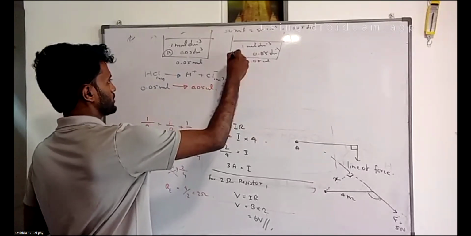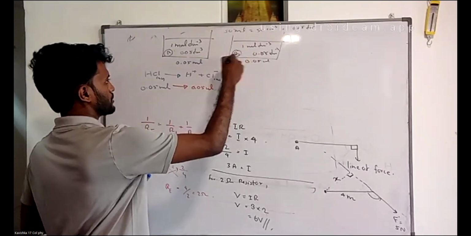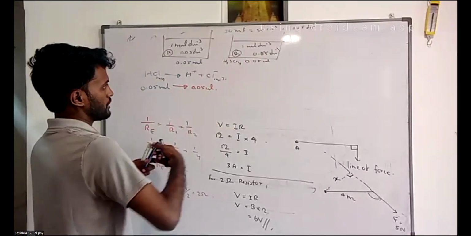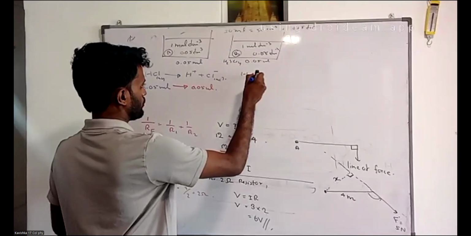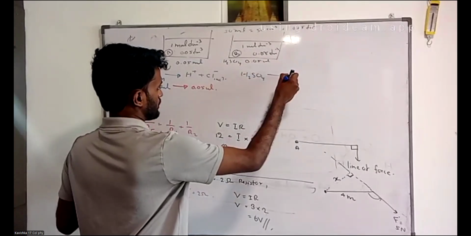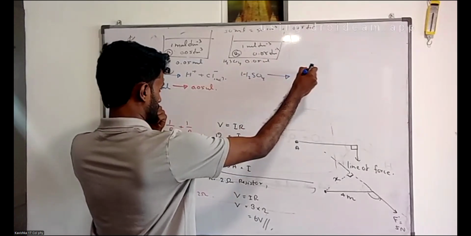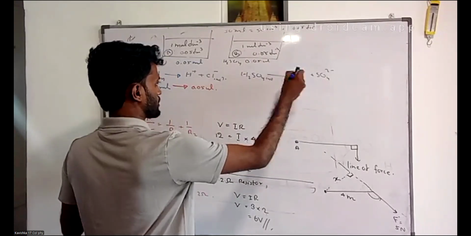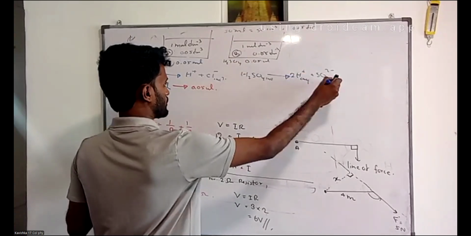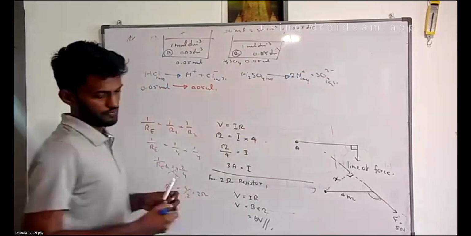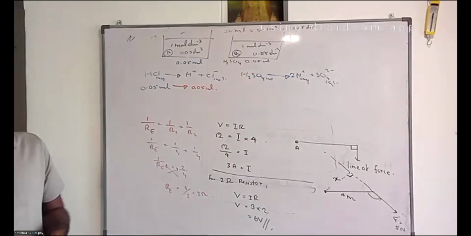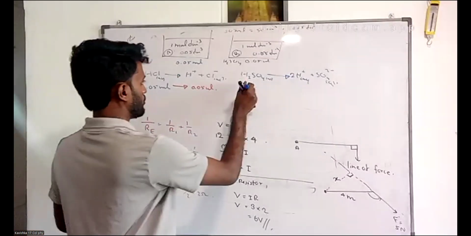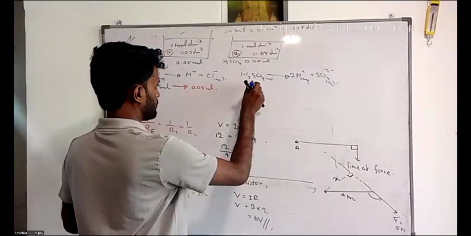0.05 moles B, and make it H2SO4. Then make the equation: H2SO4 gives H plus and SO4 2 minus. To balance this equation, I need to put 2 here. There are 2H plus. Then the initial one is 0.05 moles.